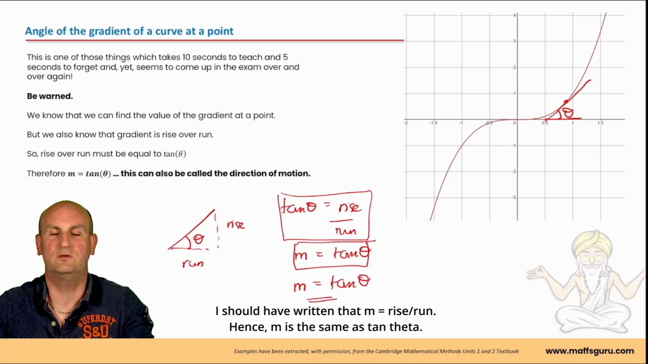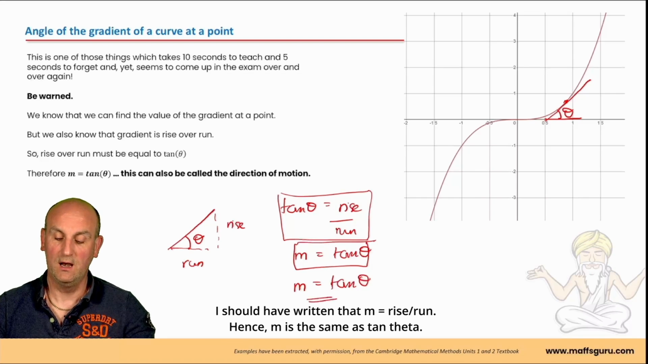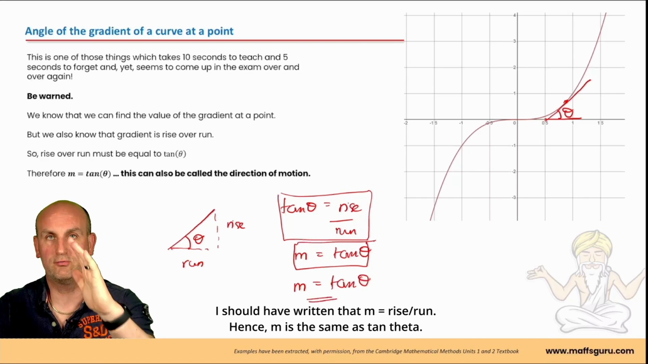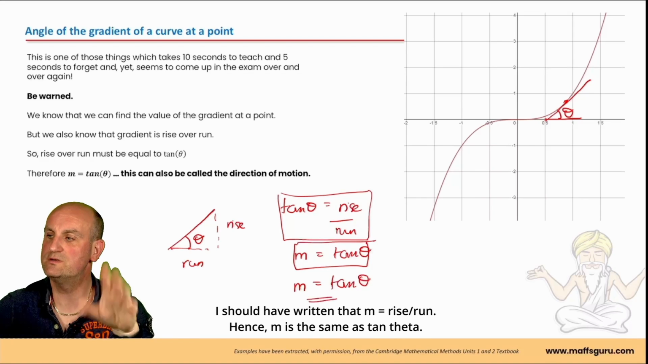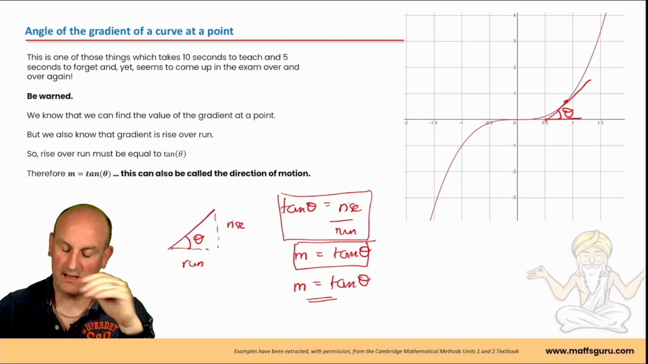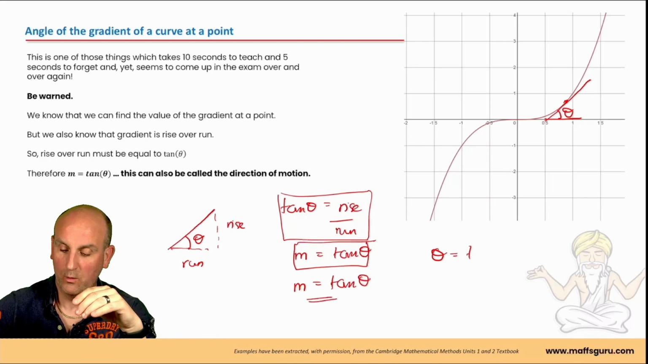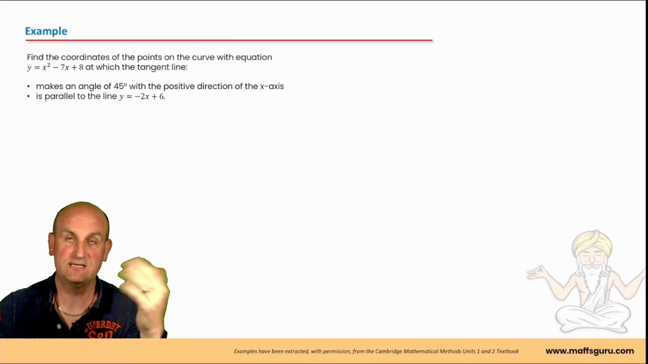Now you're going to try and say, well, what's that got to do with the price of fish? Probably nothing. I don't know who prices fish nowadays. But what I'm saying is, if I can find the gradient at a particular point, then I can find the angle, because I therefore know that theta would be tan to the minus 1 of whatever my gradient is at that point. Oh my goodness. So let's see if I've got some examples.